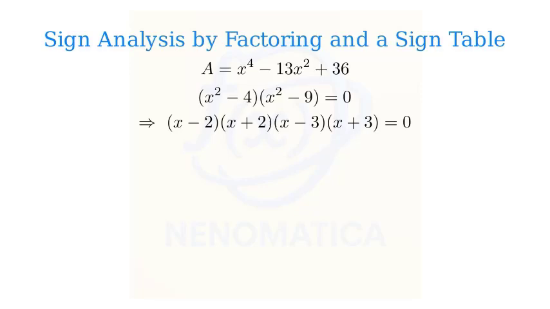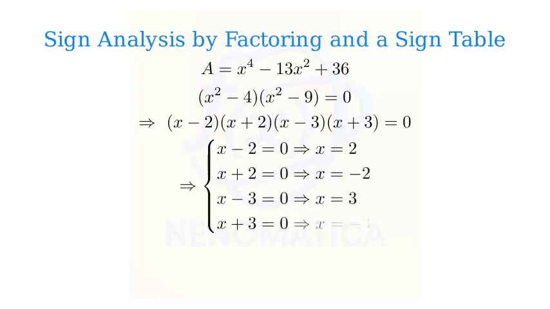Now set each factor equal to 0 and solve. X minus 2 equals 0, so x equals 2. X plus 2 equals 0, so x equals negative 2. X minus 3 equals 0, so x equals 3. And x plus 3 equals 0, so x equals negative 3.